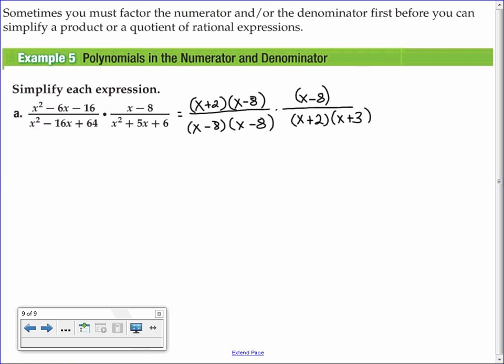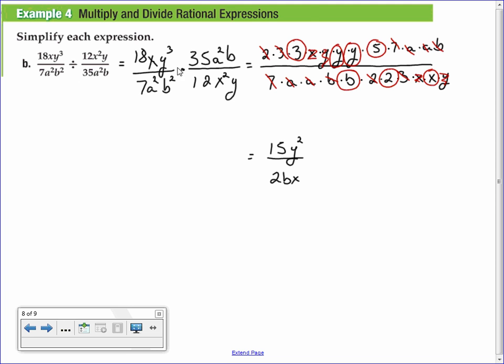Now, once we've done all that, we can cancel and remultiply. There's an x plus 2 and an x plus 2, an x minus 8 and an x minus 8, x minus 8 and another x minus 8. Now notice everything in the numerator is canceled out. So I'm going to put a 1 there. On the bottom, all that's left is x plus 3. And there we go. It's multiplied, simplified, ready to go. But with division, just do a division problem that's similar to this division problem right here.